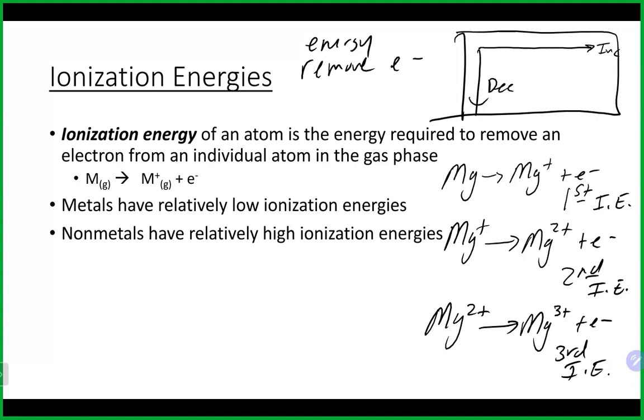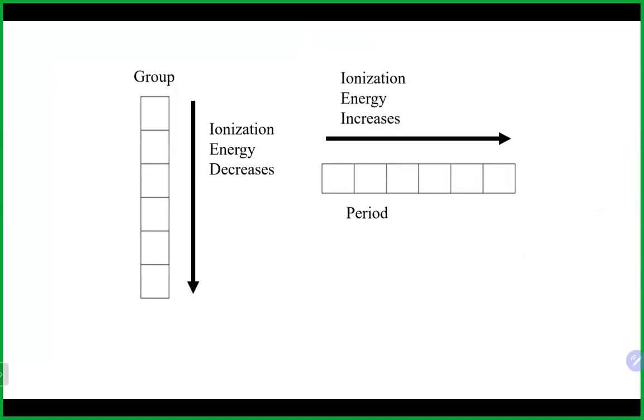The first ionization energy is a lot less than the second, and the second is a lot less than the third ionization energy. So the ionization energy from first, second, third, however many you want, gets higher and higher every time you pop off an electron, because it gets harder and harder to remove those electrons as you go through it.